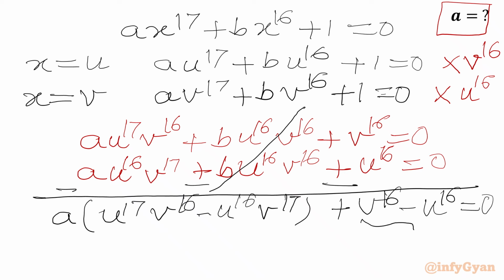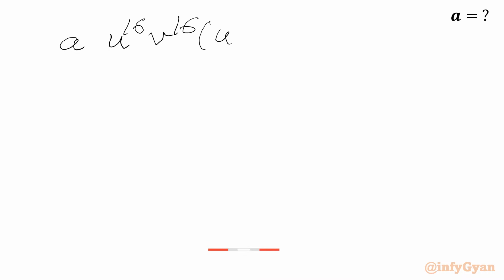Now we are going to take these two terms to the RHS. So in RHS we are going to write u power 16 minus v power 16. And from this bracket we will take u power 16 v power 16 common out. So in the bracket there will be u minus v. Let me write here a times u power 16 v power 16 in bracket u minus v will be there equal to, in RHS we will write u power 16 minus v power 16.